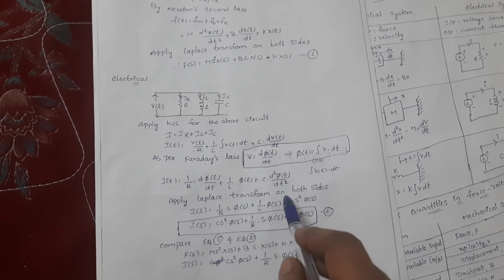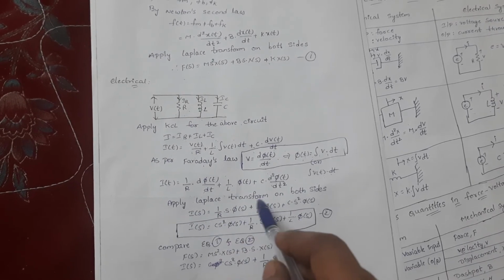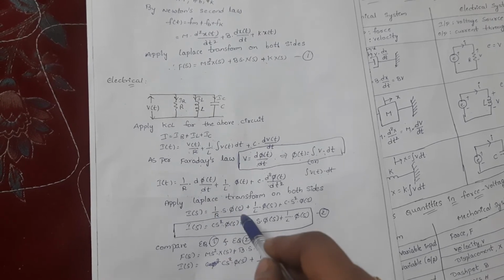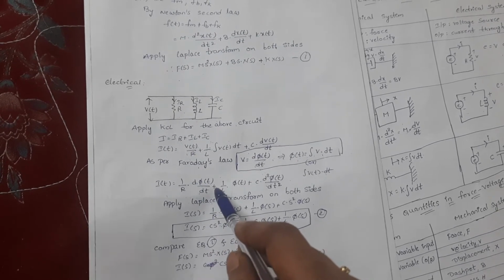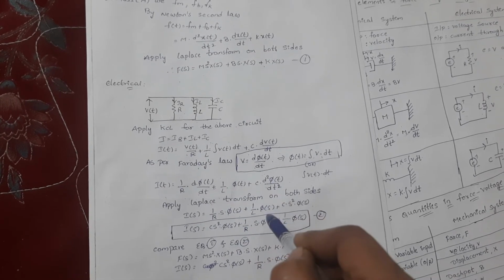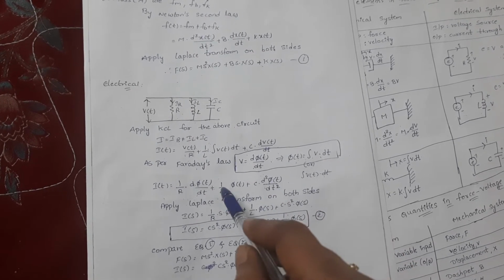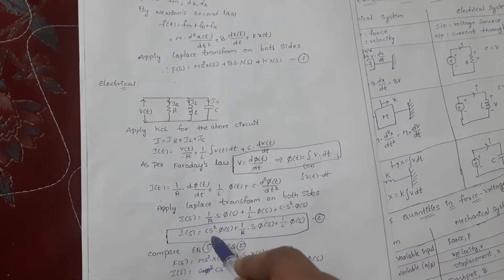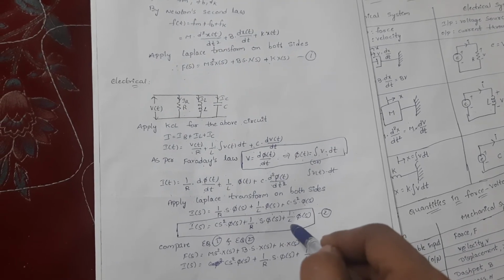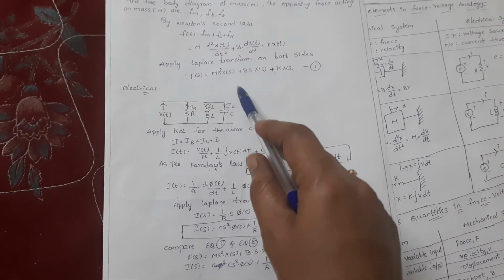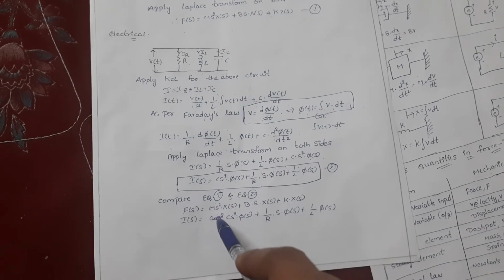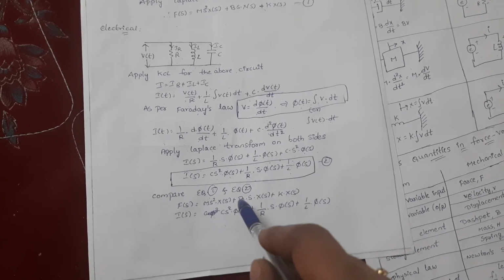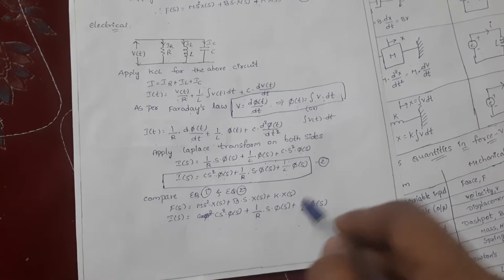So now, taking the Laplace transform on both sides, I of s is equal to 1 by R into s into phi of s. If d by dt is there, one s will be there; square means an s square term will come. So 1 by L into phi of s plus C s square into phi of s. You write s square, s, and then the term without s. So compare this equation with this equation. What we got for M, C, B is 1 by R and K is 1 by L.